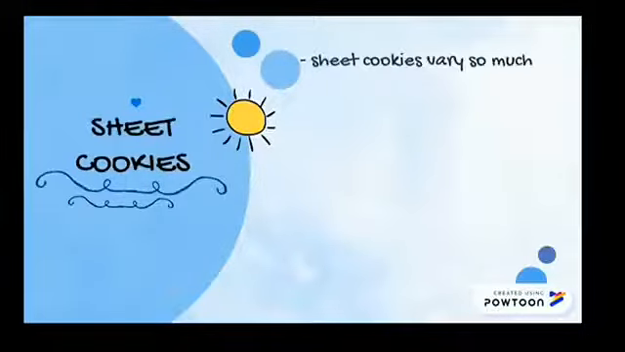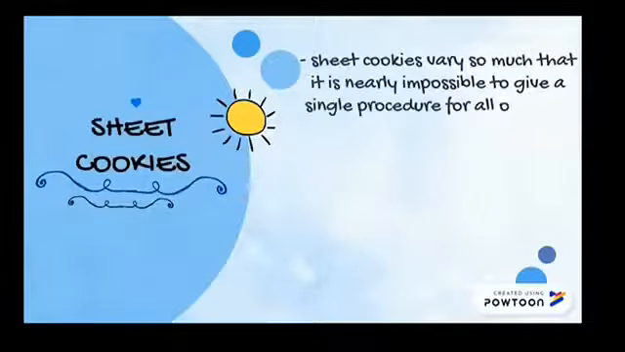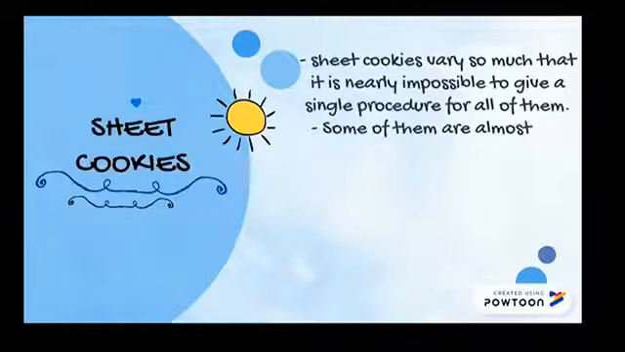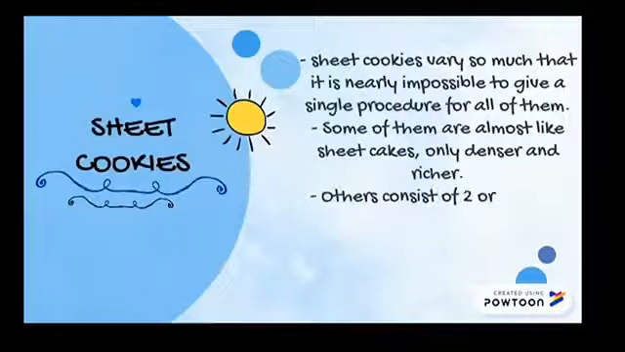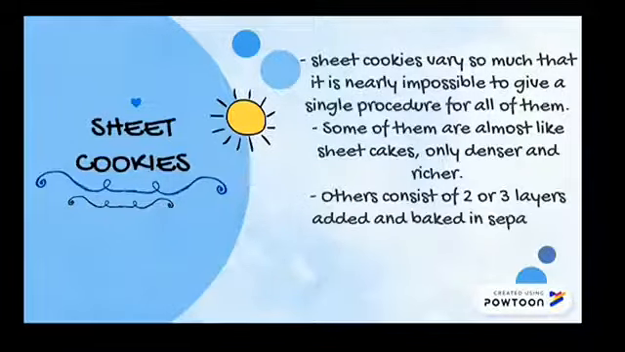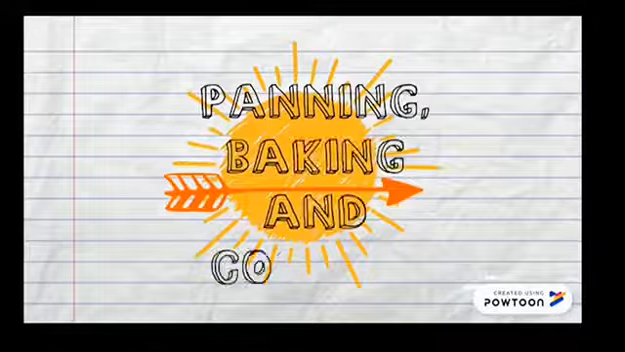Sheet cookies vary so much that it's nearly impossible to give a single procedure for all of them. Some of them are almost like sheet cake, only denser and richer. Others consist of two or three layers added and baked in separate stages. Panning, baking, and cooling.